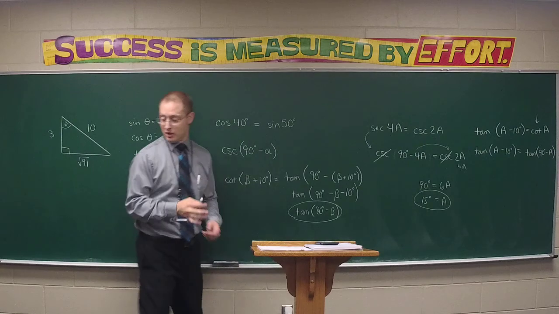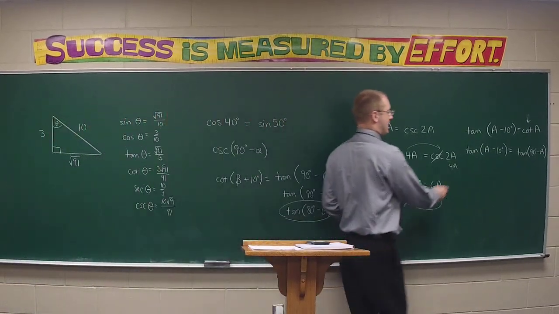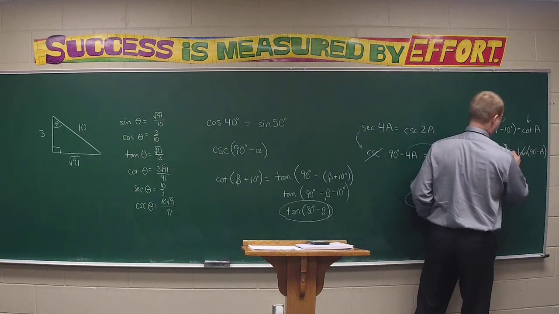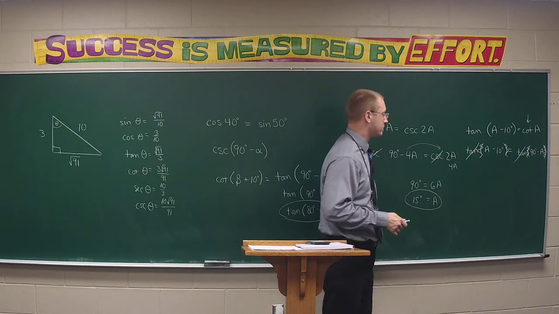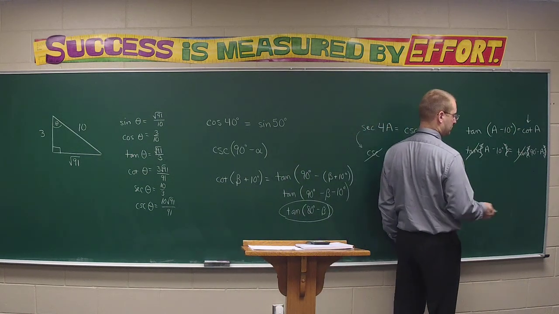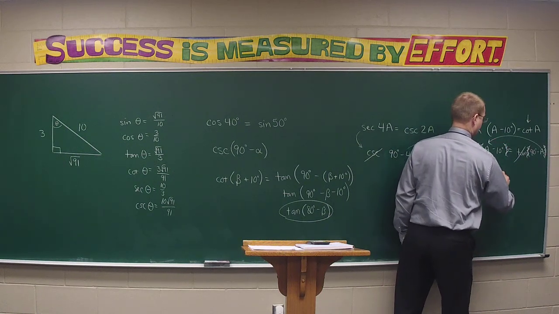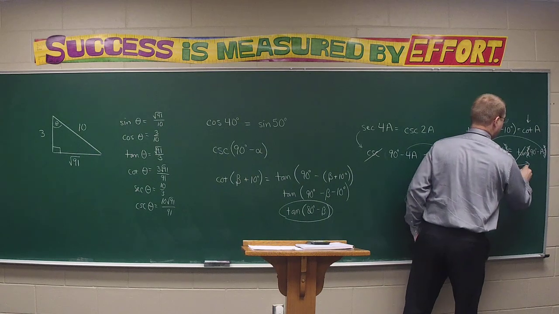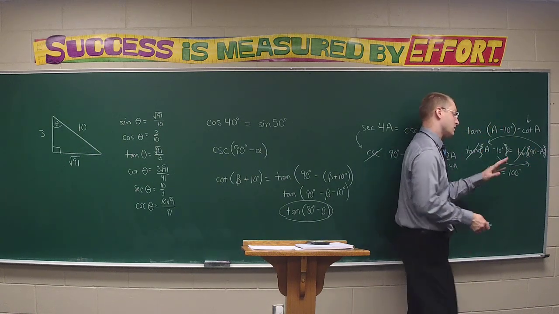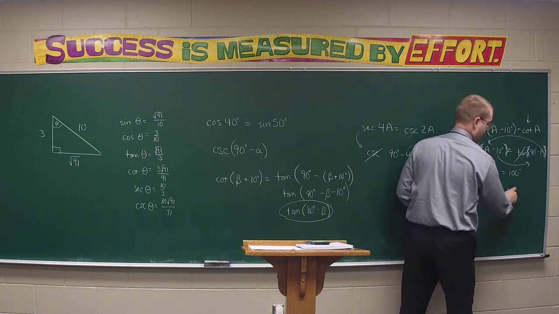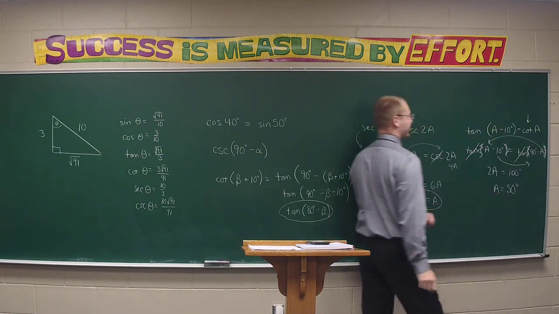Next thing we need to do is cancel the tangents, and we could ignore the parentheses at the same time. Then you just do the equation. Bring the a to the other side as a positive, and we get 2a, and the negative 10 over is a positive 10, so you get 100. Divide by 2, and a equals 50 degrees. There's our regular answer.